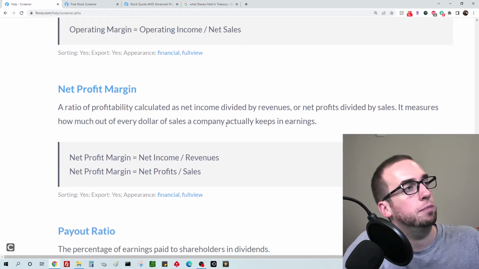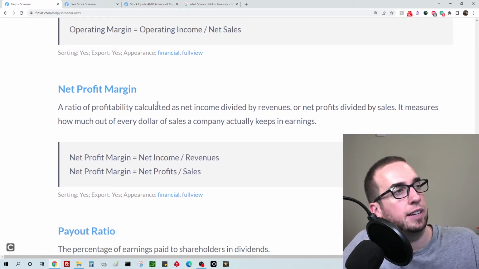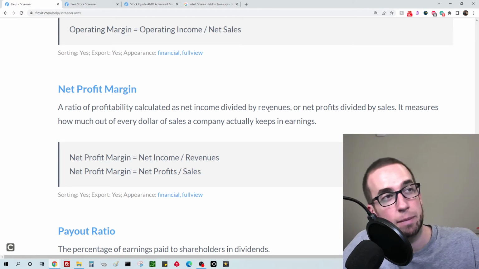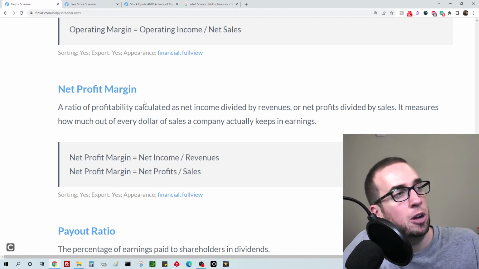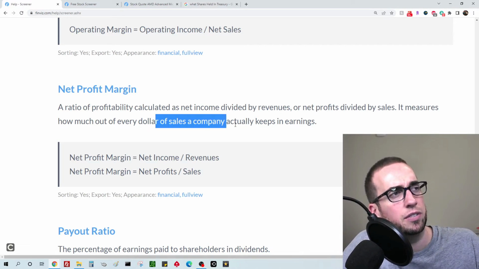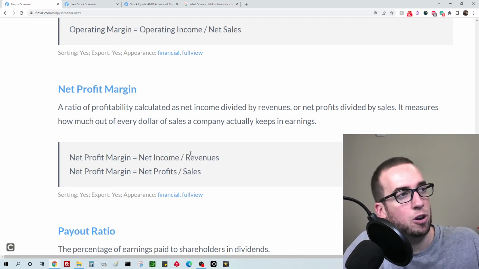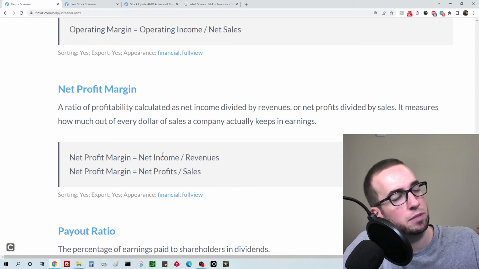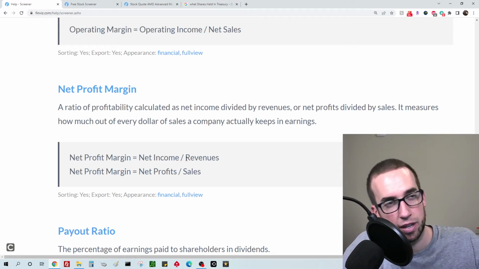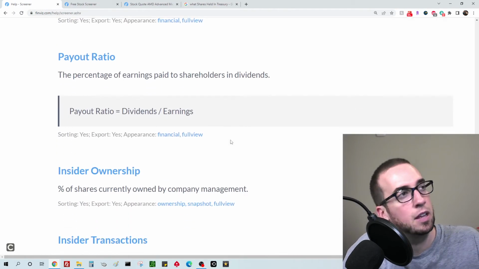Net profit margin is a ratio of profitability calculated as net income divided by revenues, or net profits divided by sales. It measures how much out of every dollar of sales a company actually keeps in earnings. So we have net profit margin equals net income divided by revenues, and we also have net profit margin equals net profits divided by sales in a gray box on the Finviz help site.